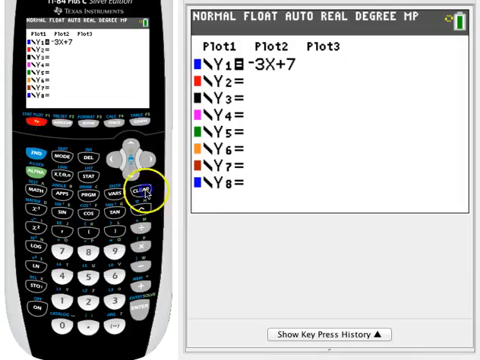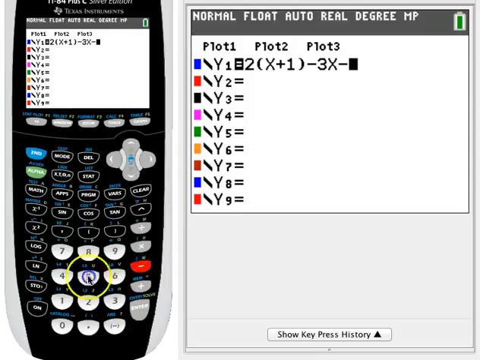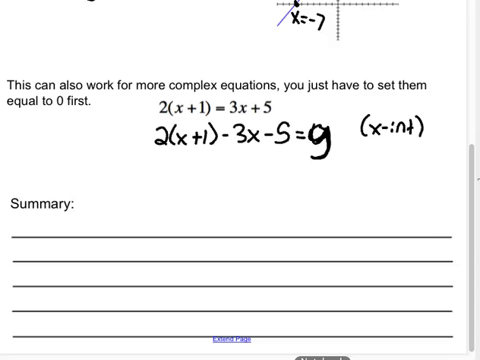So here, I'm going to go back and graph this. 2 times x plus 1. Oh, I'm sorry. I'm really messing up typing here. x plus 1 minus 3x minus 5. And I just want to make sure I wrote that right. Yep.